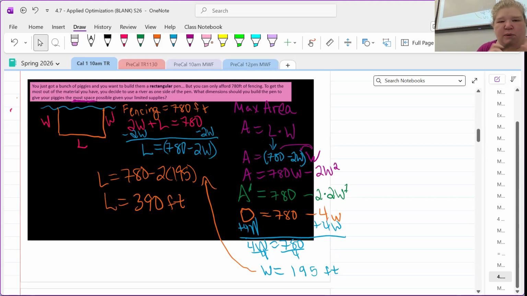All right, so we drew a picture. We labeled the dimensions in the picture. We came up with a formula from the information they gave us about the fencing. And we came up with a formula for what we were being asked to maximize. We wrote the maximization formula in terms of one variable, took the derivative, set it equal to 0, solved that, plugged that number into other formulas we had so we could get all the dimensions to answer the question.